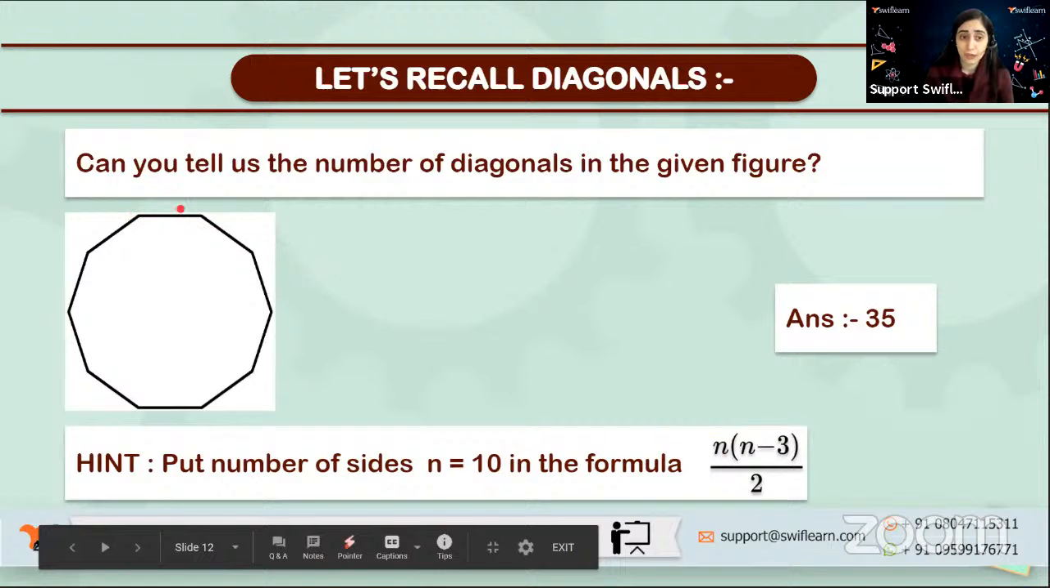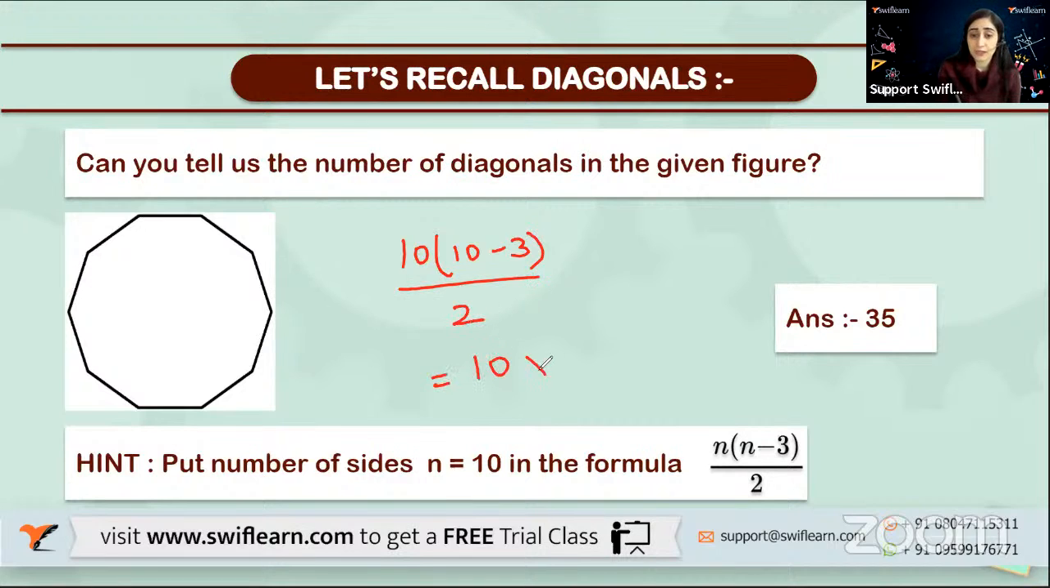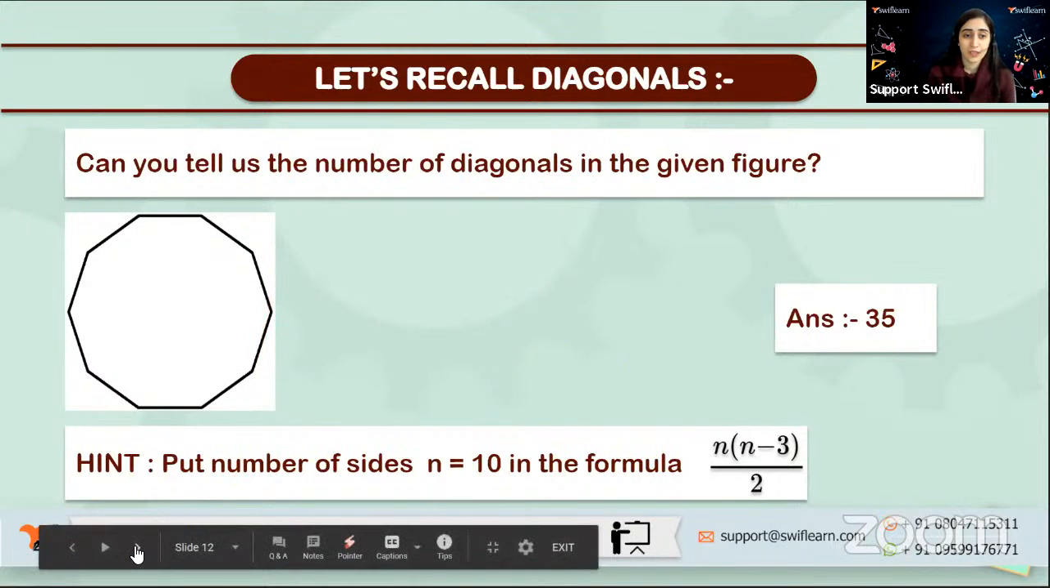In this picture, we know there are 10 sides. It's a decagon, so n stands for 10. How do we solve this? We directly put the value: 10(10 minus 3) divided by 2. 10 minus 3 means 7, by 2. When I divide, it comes to 5 into 7, which comes out to be 35. Great work if you were able to solve it. Well done. Okay, moving on to the next one.